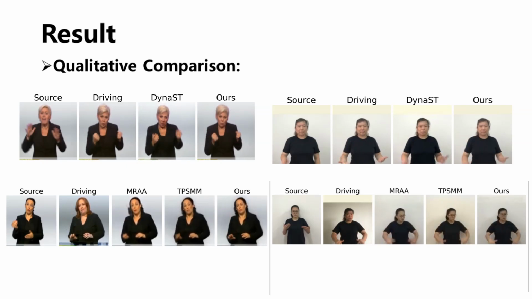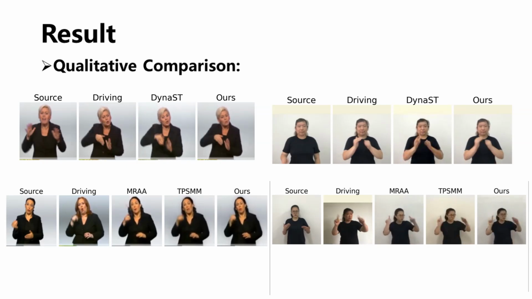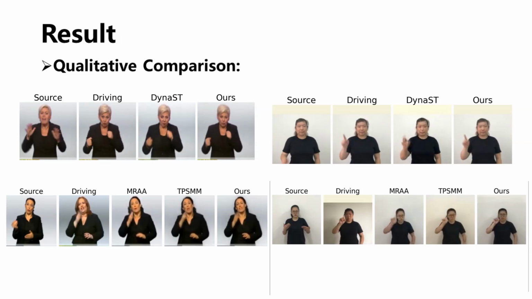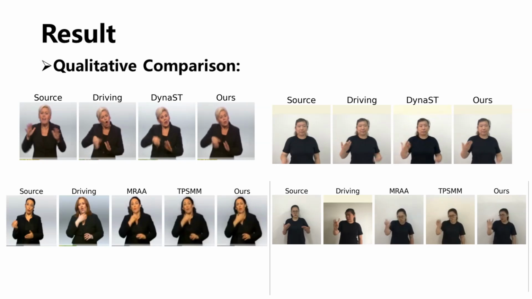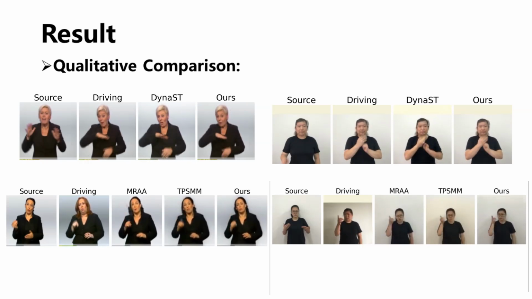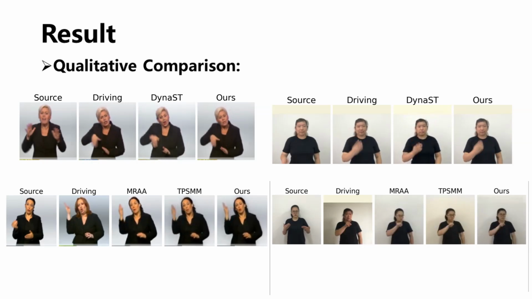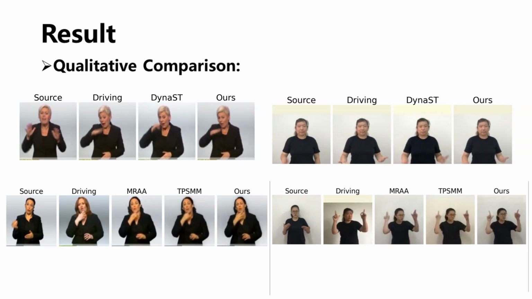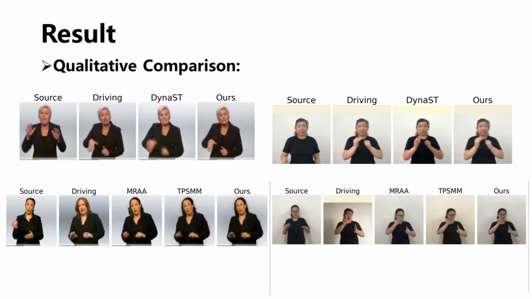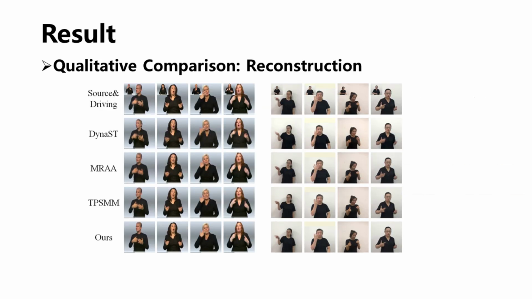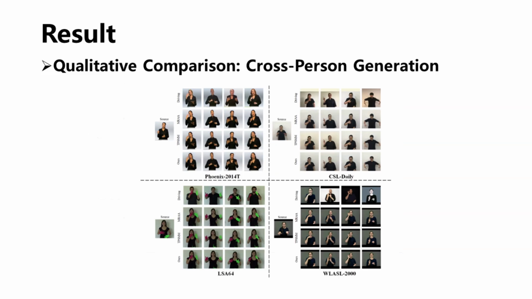Here, you can see some qualitative comparisons between our method and others. On the left, we have examples generated by Dynast and TPSMM. Notice the blurred hand shapes and inconsistent facial expressions in these methods. In contrast, our model, shown on the right, produces much sharper hand details and more natural facial expressions. These improvements are crucial for generating realistic sign language videos.